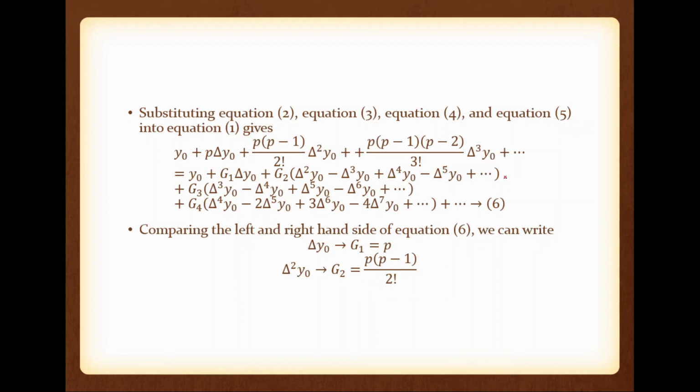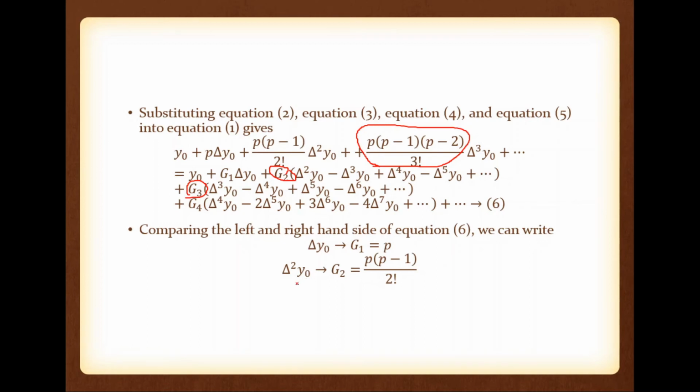Now what we have to do? We have to compare the coefficients of delta cube y0. So the left hand side coefficient is p into p minus 1 into p minus 2 divided by 3 factorial. What is the right hand side? Here we have delta cube y0 with the minus sign. So we have minus g2. That is one coefficient. Any other delta cube y0? Yes. Here also we have one coefficient, that is g3. So please note the right hand side coefficient is minus g2 plus g3.